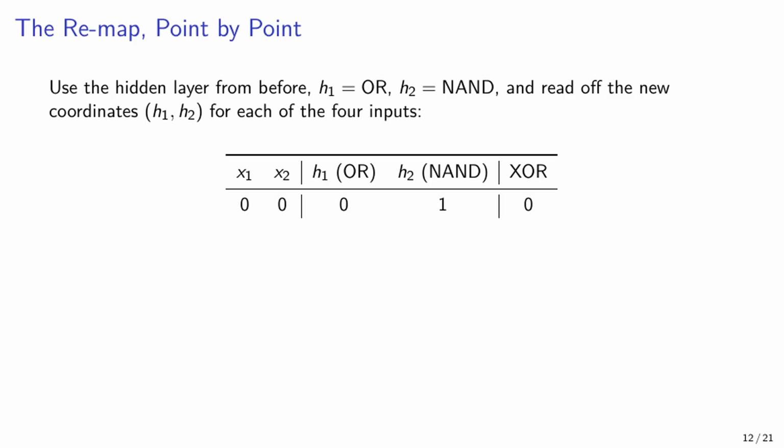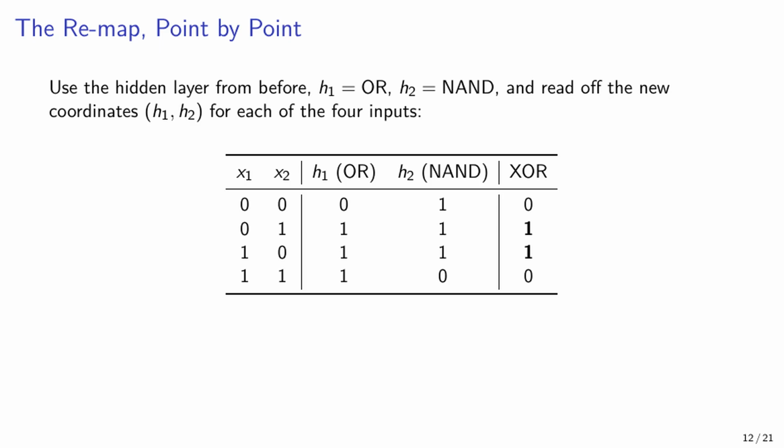OR is 0. NAND is 1. The input 0, 1: OR is 1, NAND is 1. This is an XOR 1 point. The input 1, 0: OR is 1, NAND is 1 again. The other XOR 1 point. And the input 1, 1: OR is 1, NAND is 0.